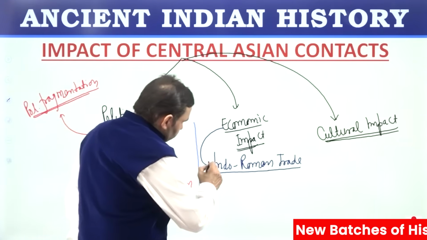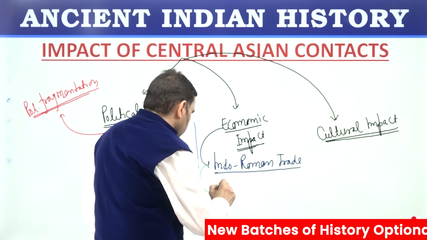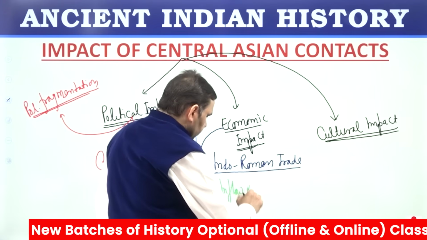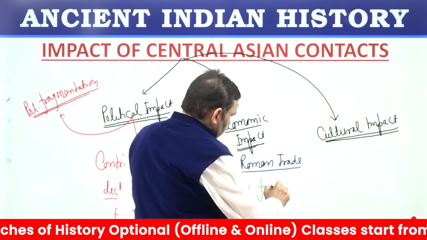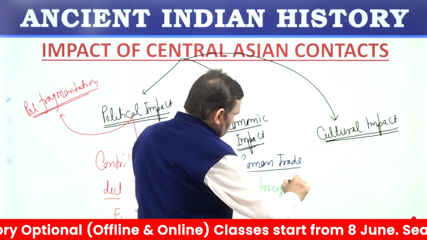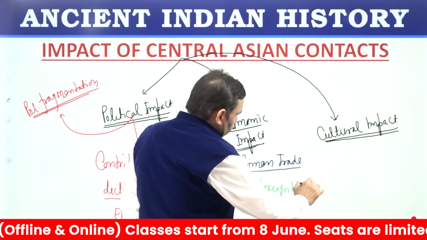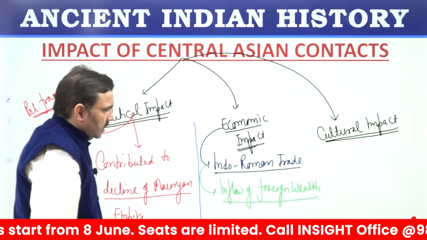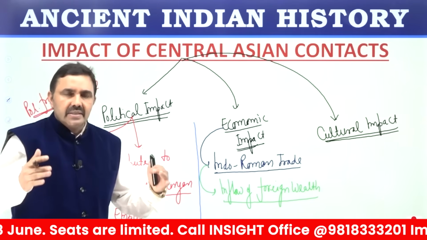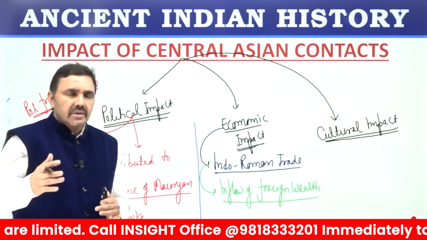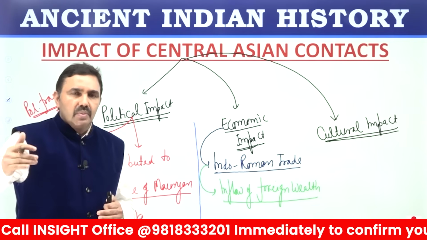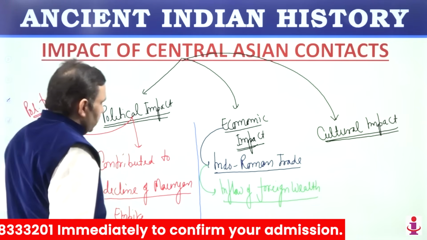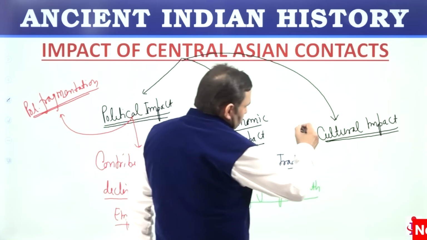Then we find here inflow of foreign wealth. A lot of Roman gold started moving into India, and Roman writers used to criticize the addiction of Romans to Indian goods, because a huge amount of Roman gold was moving to India because of this trade. So India benefited immensely in the economic field.